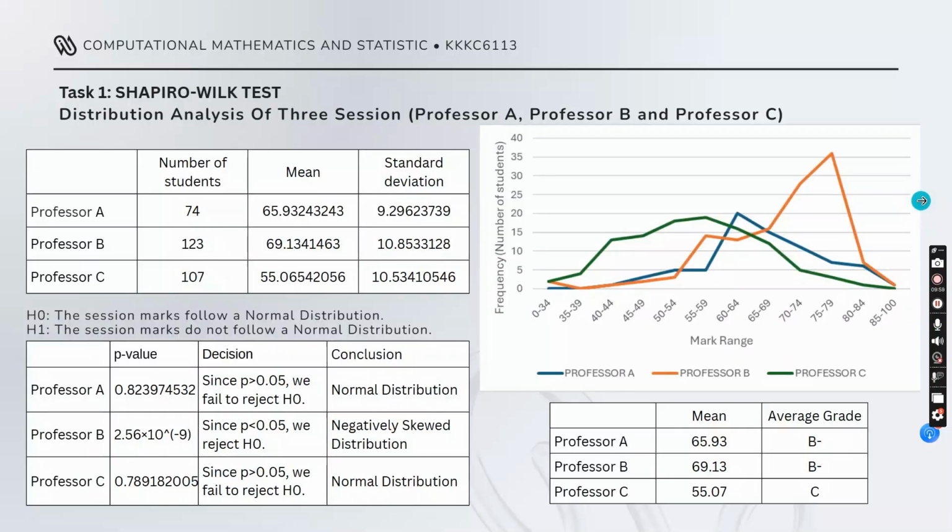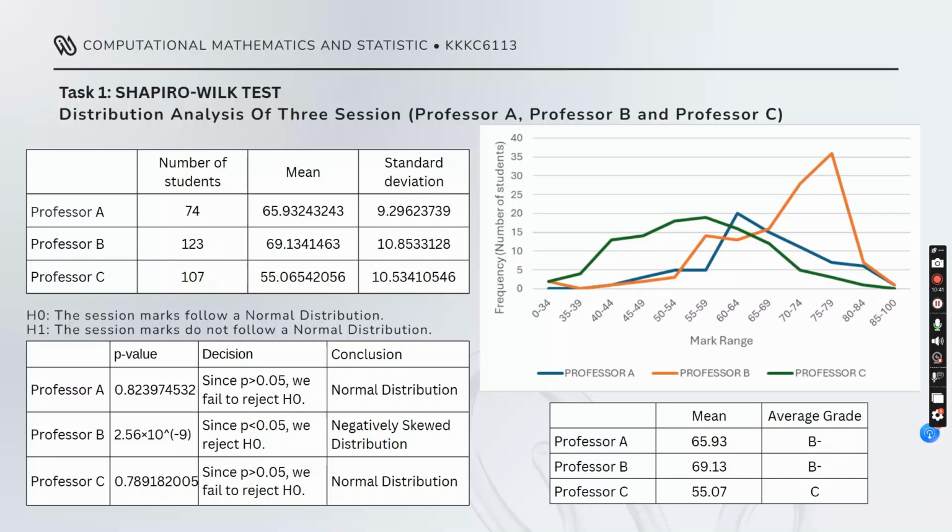From the summary statistics, Professor B recorded the highest average mark of approximately 69.13, followed by Professor A with 65.93, while Professor C obtained the lowest average mark of 55.07. However, the standard deviation ranged from approximately 9.3 to 10.9, indicating that the variability of marks is quite similar across the 3 sections. Next, I group the examination marks into grade intervals to observe the distribution patterns.